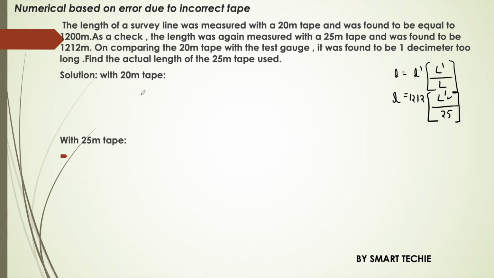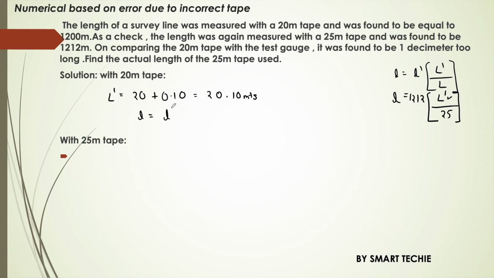So let's start. First we'll have the 20 meter tape, which is 1 decimeter too long. That is why I have taken a plus sign here. If it is too short, then I will deduct from 20 meters. So I have 0.10, that is nothing but 20.10 meters.